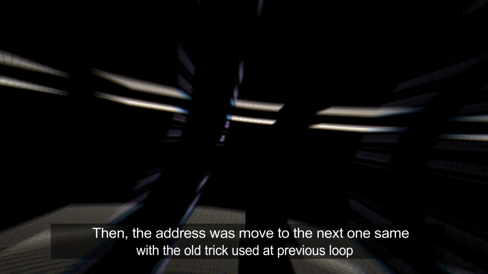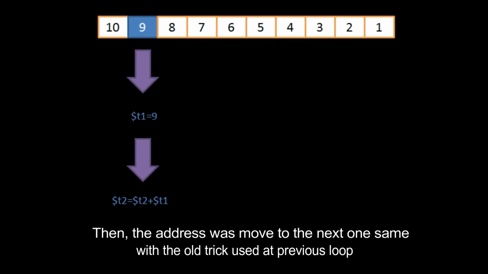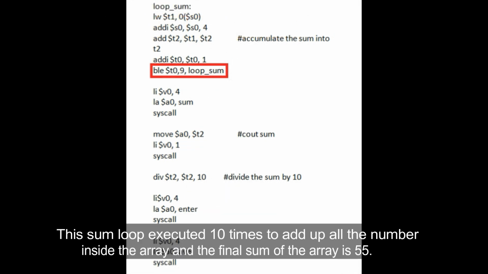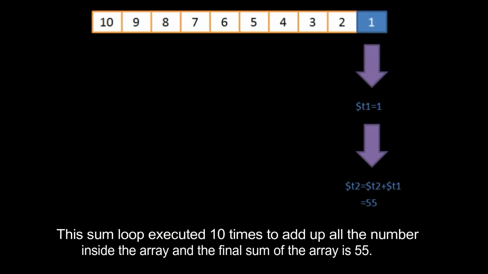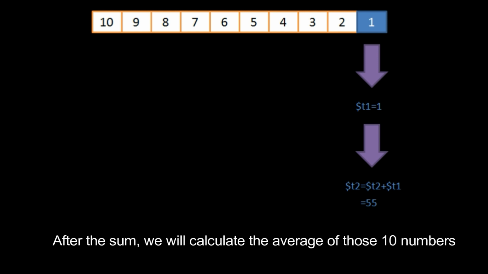Then the address was moved to the next one, the same as what was used in the previous loop. This sum loop executed 10 times to add up all the numbers inside the array, and the final sum of the array is 55. After the sum, we will calculate the average of those 10 numbers.